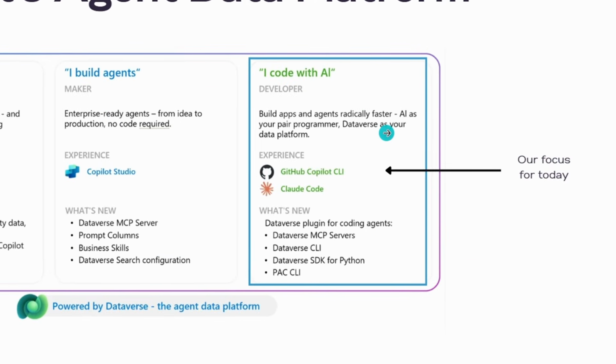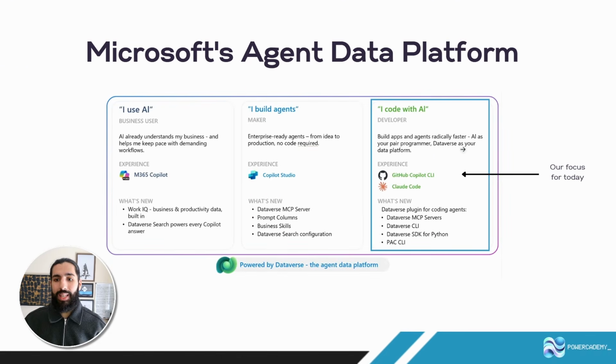And then here on the right-hand side, we have the developer entity. And you can see the quote that they've added here is I code with AI. So the experience here is through the GitHub Copilot CLI or Claude Code, which is what we're going to be using for this video. And this is what we're covering in this video because we're going to go through the Dataverse plugin for coding agents, which effectively brings all of these tools together, including the SDK for Python and the MCP servers, to give you one place to develop Dataverse solutions and tables.